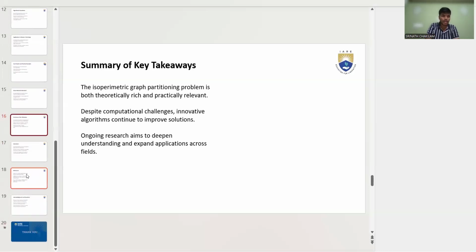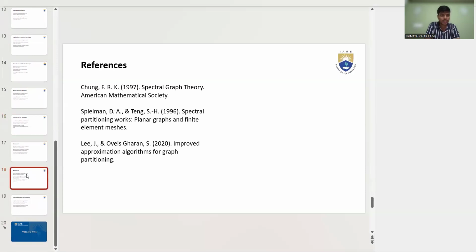And the next one is the references: Spielman, Spellman, and Lee.